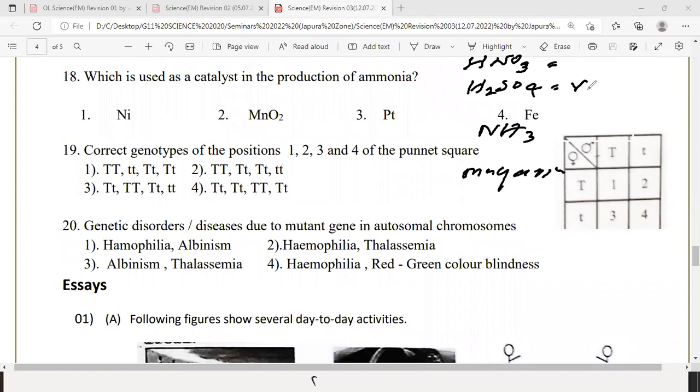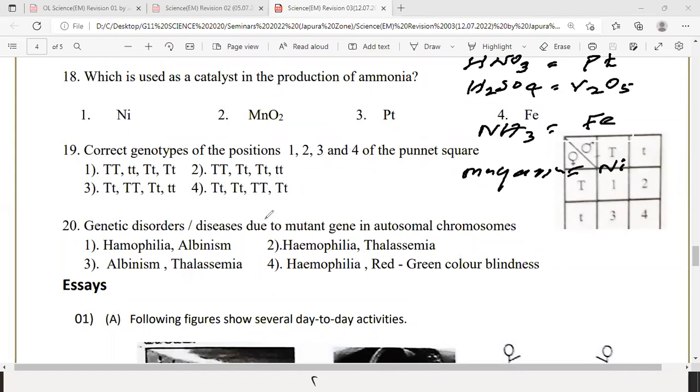Sulfuric acid, they use vanadium pentoxide, V2O5. Right? So, nitric acid, they use a platinum catalyst. Ammonia industry, they use iron catalyst. Margarine industry, they use nickel catalyst. So most of them are not in the table. That is from D block transition metals.